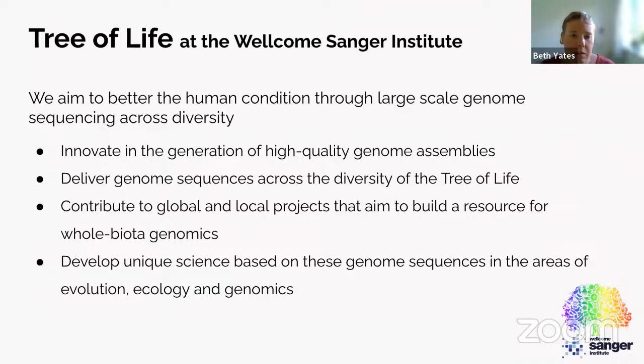So first of all, the Tree of Life at the Wellcome Sanger Institute, I guess a lot of you will know about that already if you found your way to BGA in the first place. But essentially what we're doing is we're aiming to better the human condition through large-scale genome sequencing across a lot of diversity. So we are innovating in the generation of high-quality genome assemblies.